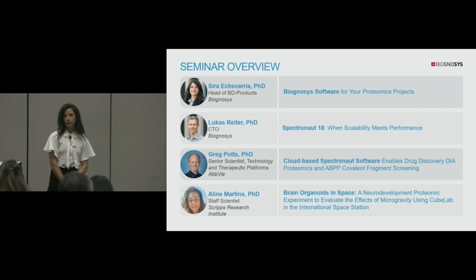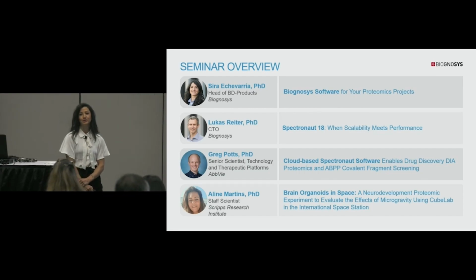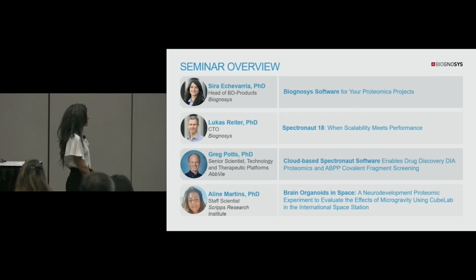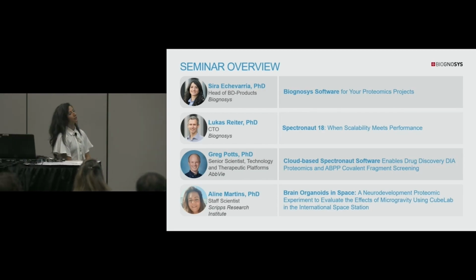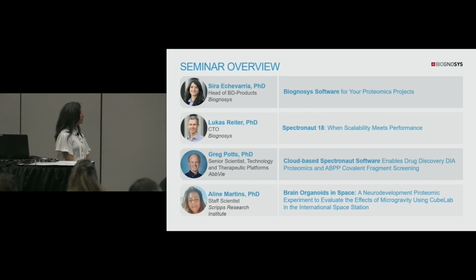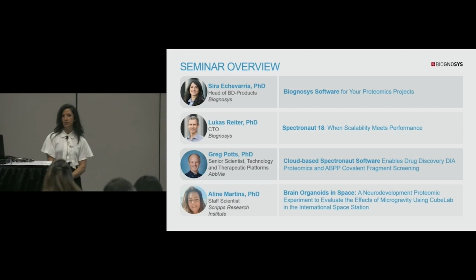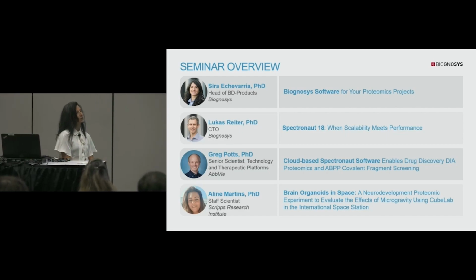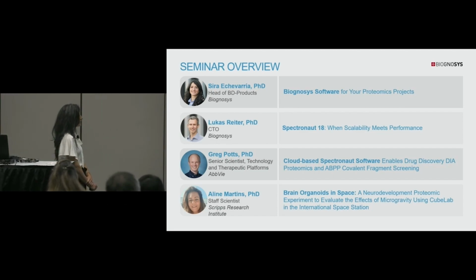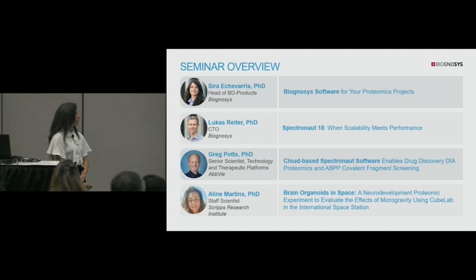After that, we are very pleased to have two external invited speakers. Thank you, guys, for joining us. First, Greg Potts, senior scientist at AbbVie. He will show how they do their current workflow to screening small covalent binders to proteins, and how Spectronaut 18 is helping to overcome the computational bottlenecks that come with large study sizes in drug discovery projects.